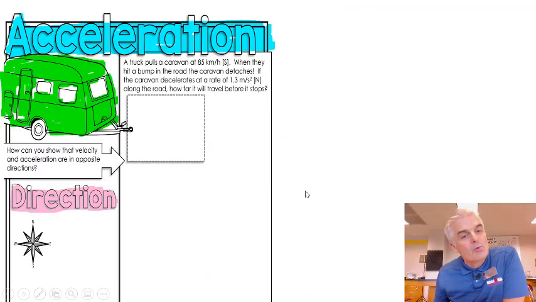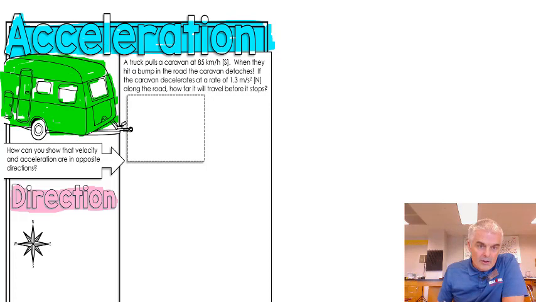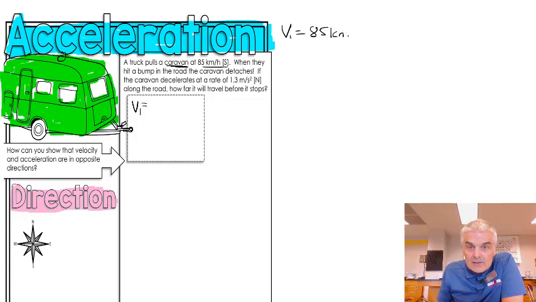Remember, the process is I want to identify, what do I know? A truck is pulling a caravan. That's a trailer, camper trailer, at 85 kilometers per hour south. So we're going to say V1 equals 85 kilometers per hour south. Got it? When they hit a bump in the road, the caravan detaches.